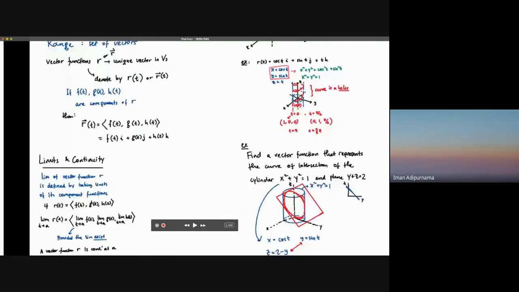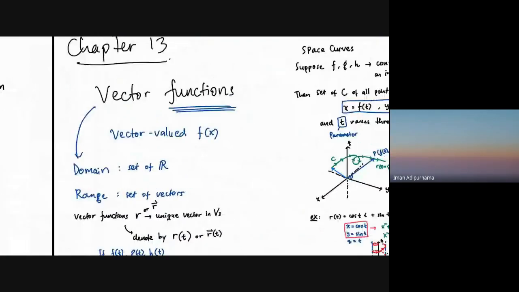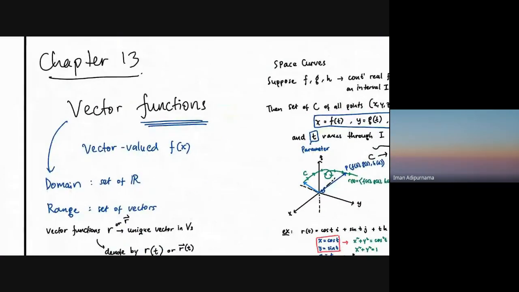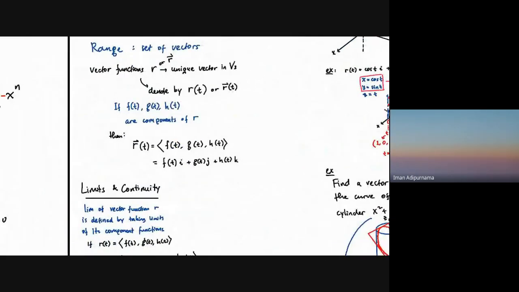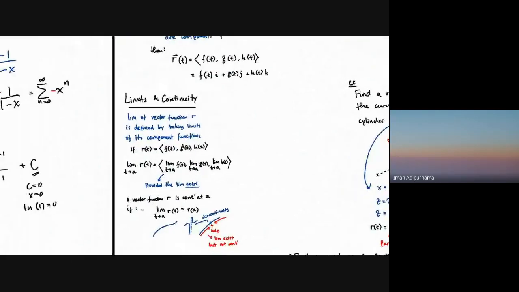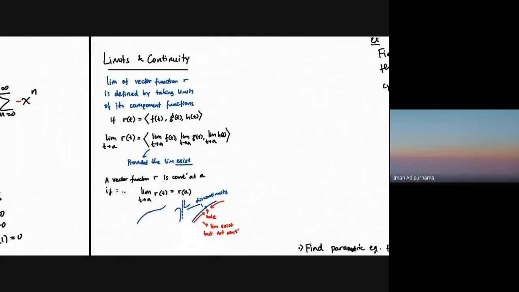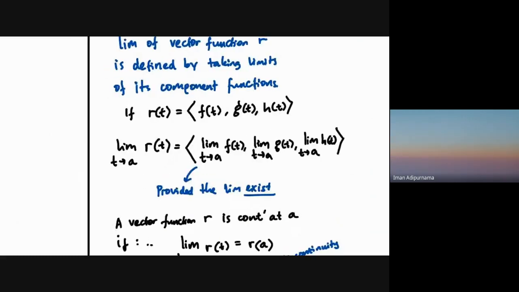So this is what we have studied before. We have discussed before the introduction for vector functions, the space curve, and how to write a vector function. And then we also defined the limit and continuity. Long story short, if we want to limit the vector function r, that means we are limiting the components.